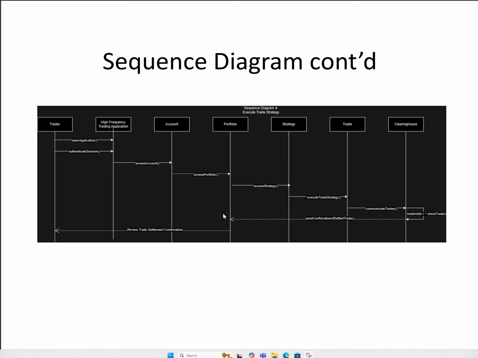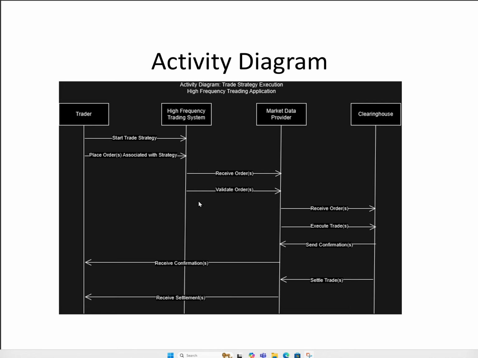For executing trade strategy, the trader navigates through the application, account, portfolio, and strategy, executes the trade, and communicates the trade to the clearinghouse. The trade is validated, and the confirmation is then sent through the portfolio back to the trader.